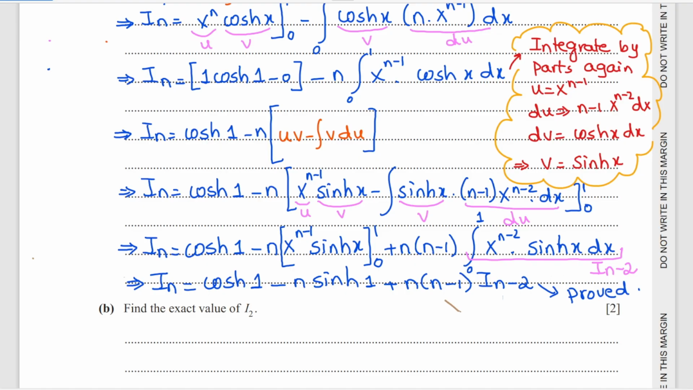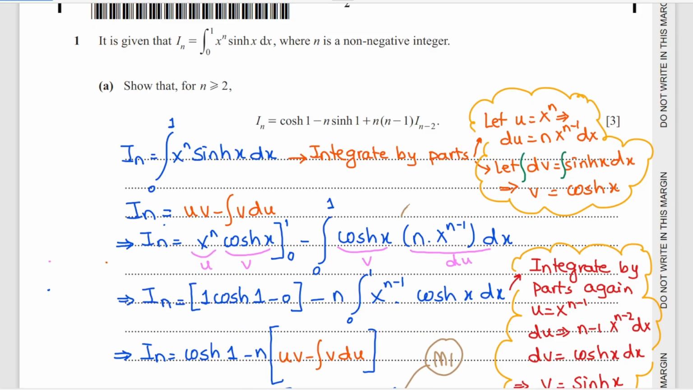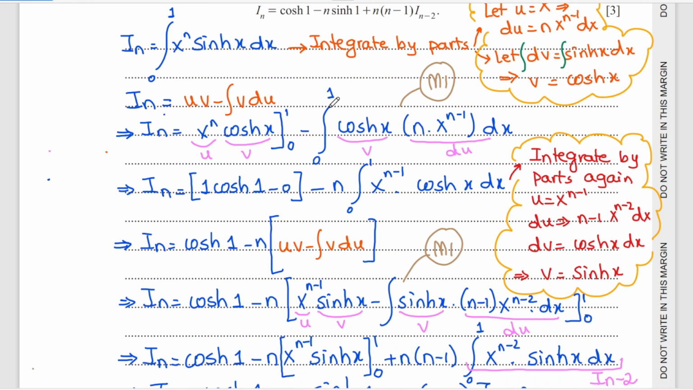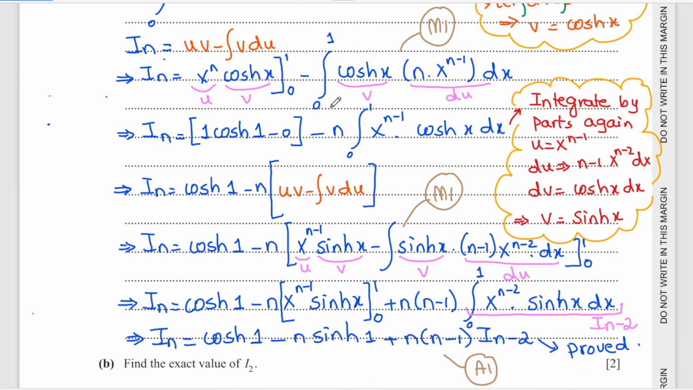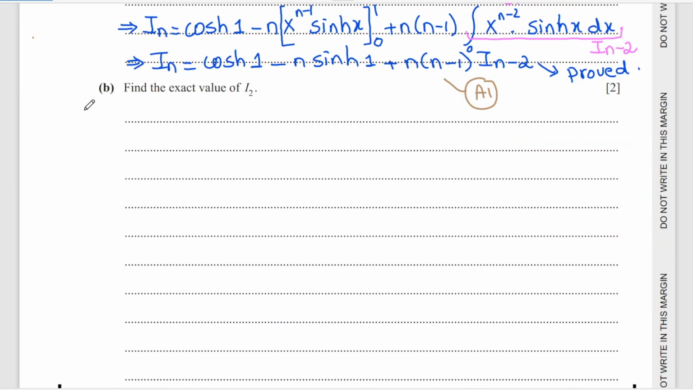Now let's distribute the marks. We have an accuracy mark here for substituting the limits. We have a method mark here to apply integration by parts again. And the first method mark is to apply integration by parts, and x^n cosh x must be seen.